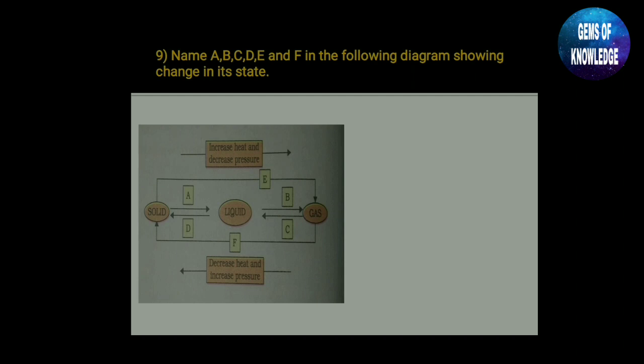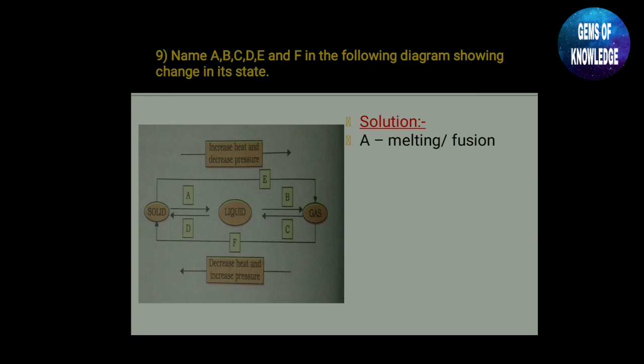Similarly, from liquid to gas it is given as B, then gas to liquid is given as C, and liquid to solid is given as D, whereas E and F are solid to gas and gas to solid. Okay, so we have to identify what A, B, C, D, E and F are in this diagram. So according to the solution, A is nothing but solid to liquid. When solid is changing its state to liquid, it means either it is melting or the process of fusion is taking place. Either it is melting or it is called fusion.